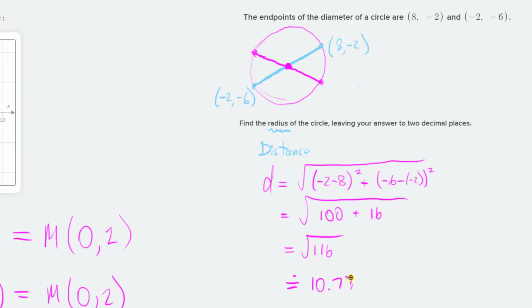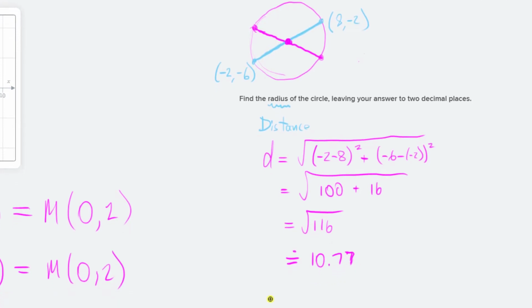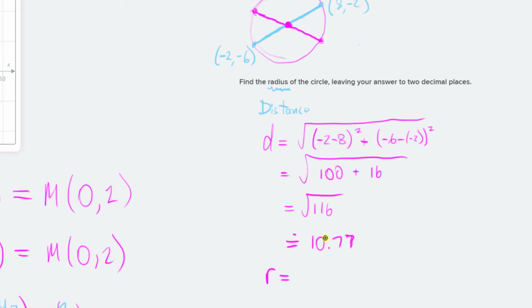Well, that's the diameter, all right? 10.77 is the diameter, so the radius would be half that. So I'll just divide by 2, and I get 5.385. So I'm going to round to 5.39. If we don't round the diameter, it's 10.77 something else, but then we get the radius is 5.39 because it's half the diameter. So all I had to do was get the distance, the length of the diameter, and cut it in half, because that's what a radius is.